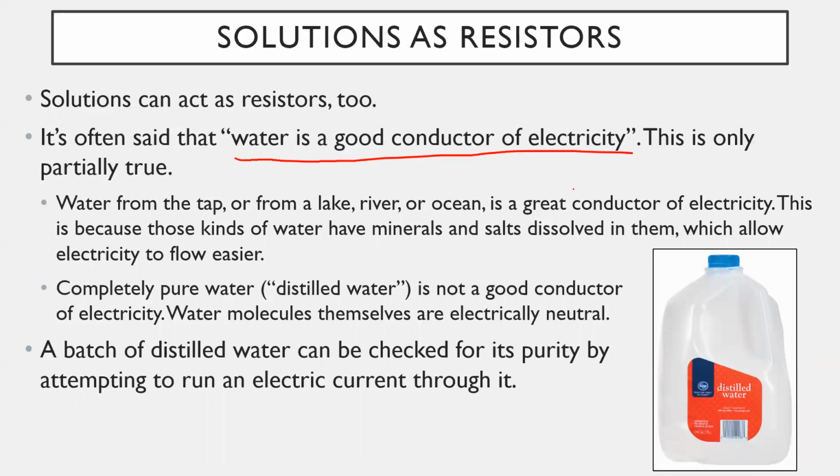So in other words, when we say water is a good conductor of electricity, we just mean water in the natural environment. It could be from a lake, a river, an ocean, or even just from your tap. That kind of water is a great conductor of electricity. In case you're not aware, the water that comes out of your tap or from a lake or a river or ocean isn't 100% pure water. There's minerals and stuff that's dissolved in it.